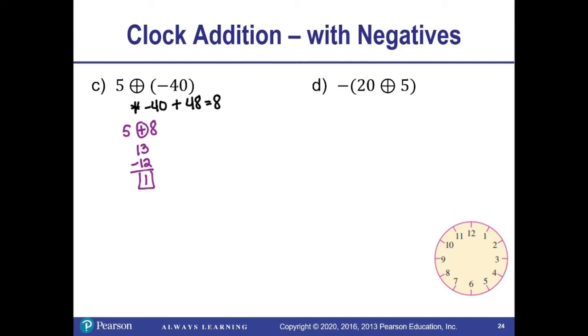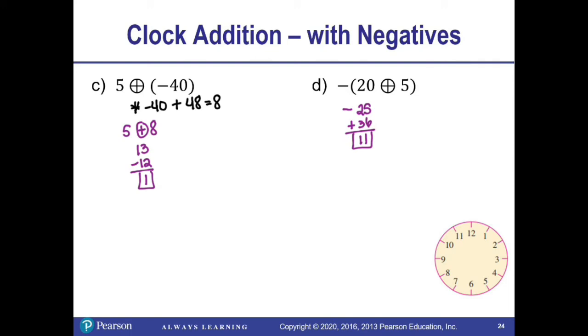For part D, there are two ways that I can work part D. I'm going to start with the parentheses. 20 plus 5 on the clock is 25. Now my answer has to be between 1 and 12. So I need to think about a multiple of 12 that I can add to negative 25 and get a positive number. 12 times 3 is 36, so I'm going to add 36, and that gives me 11 for my answer.